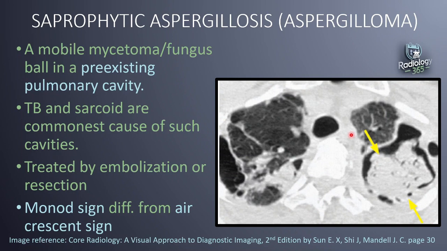So this CT scan of the chest shows an irregular opacity resting dependent within a left upper lobe cavity, and this represents the aspergilloma. The Monod sign is the curvilinear air surrounding the aspergilloma. Now, this patient was known to have prior TB with biapical scarring and a left apical cavity where the aspergilloma came to sit.